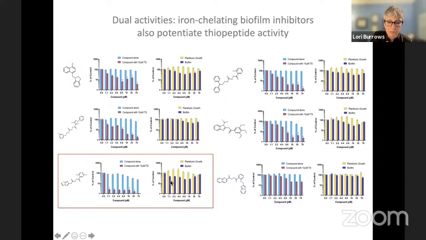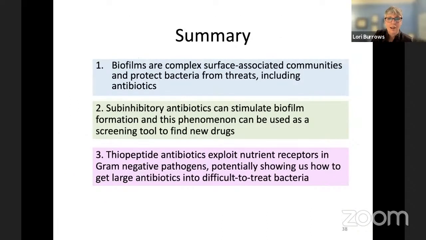So this is actually pretty good inhibitory activity. So we did actually get all the way back to finding biofilm inhibitors at the end of this project. We just took a very circuitous route to getting there.